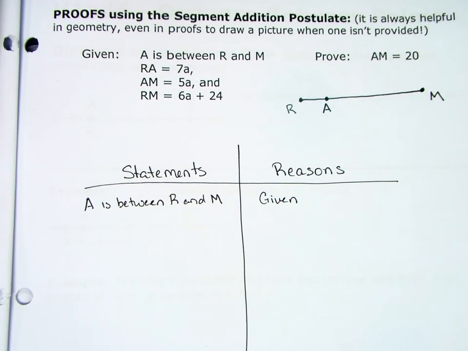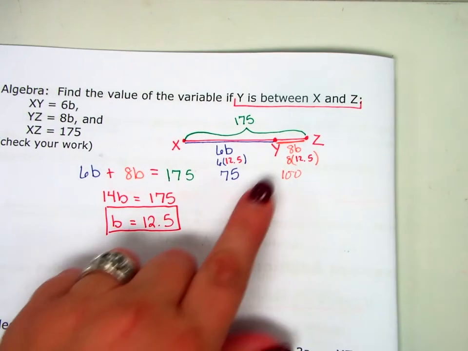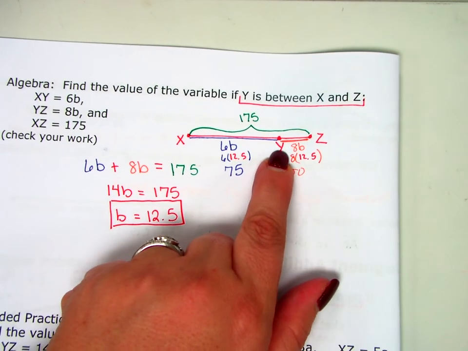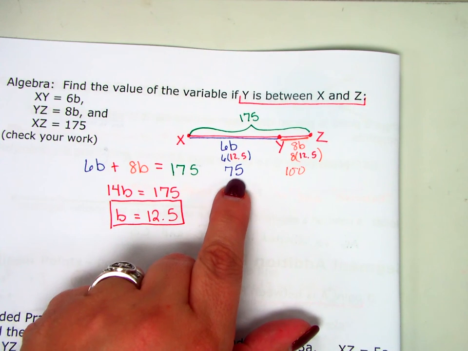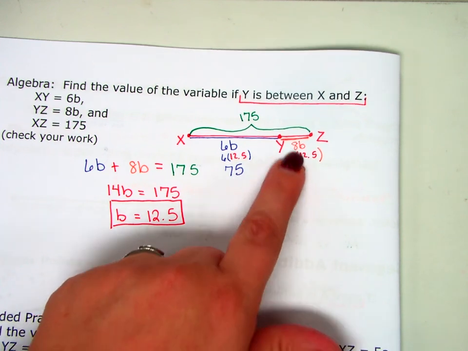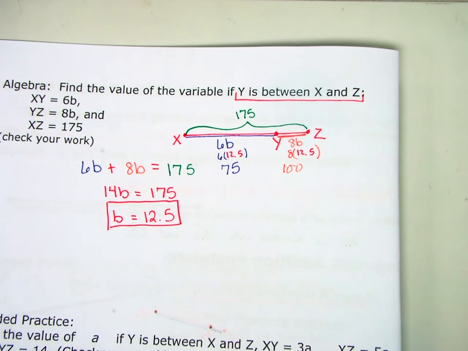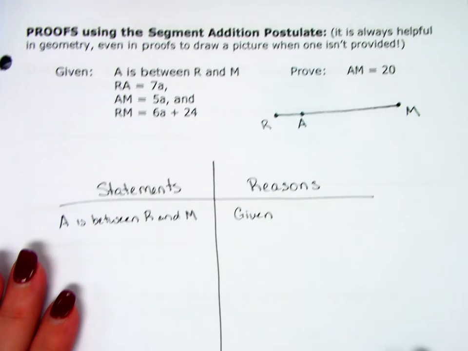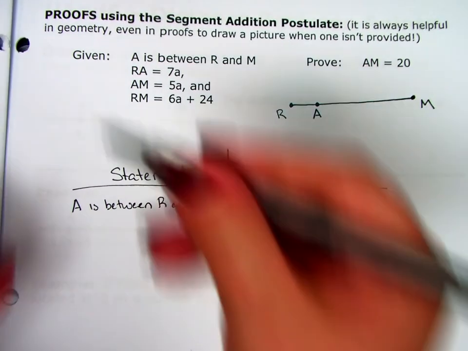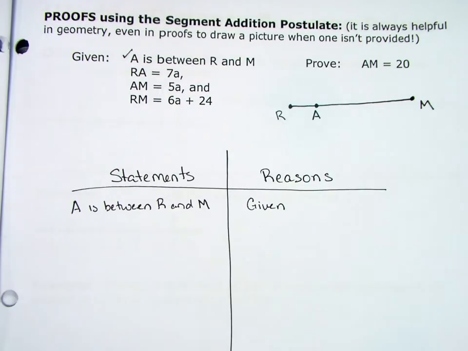Okay? And that means when I'm done, my picture might not be to scale. Remember back here when we did this one and I said, I'm going to put the Y closer to the Z? Well, the left side is 75, the right side's bigger. But notice how much smaller it looks, right? So my picture's not to scale, but mathematically it still works, and that's what's important. All right, so that's my first given. Check, done.